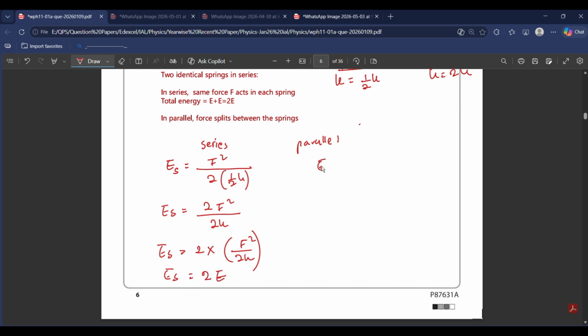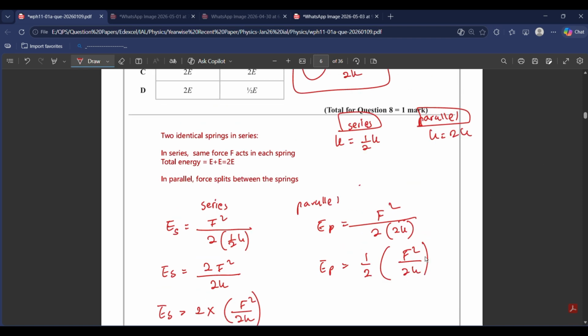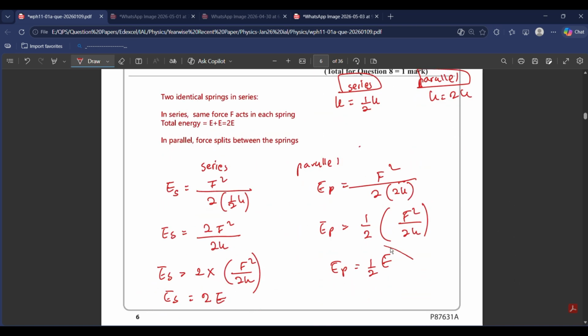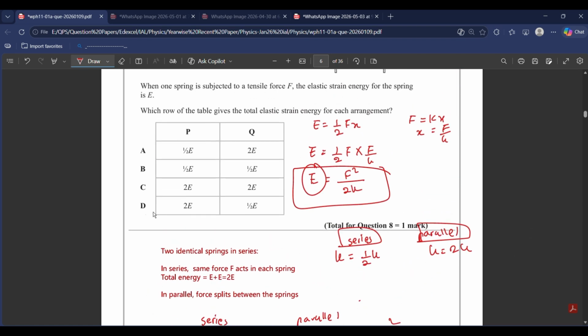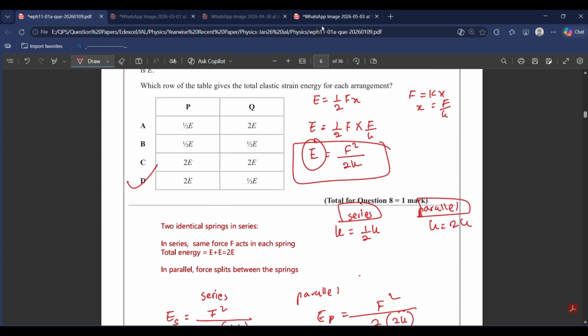And for parallel, same thing, EP is equal to F squared by 2K, and this K can be replaced by 2K. Now I can write it as, this 2 can be written as half, right? Because this is in the denominator and at the numerator I have a 1. So it becomes half, and I can write F squared by 2K. Now again we can replace this F squared by 2K by E. So EP is equal to half E. So for series we have 2E, and for parallel we have half E. D matches our equations, right? So the answer should be D.